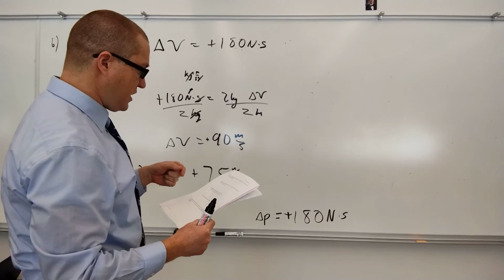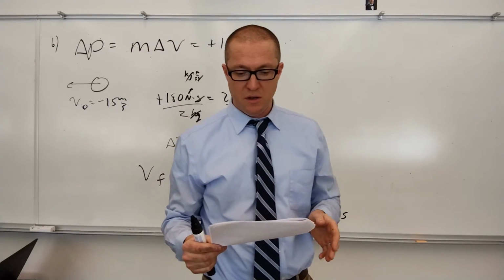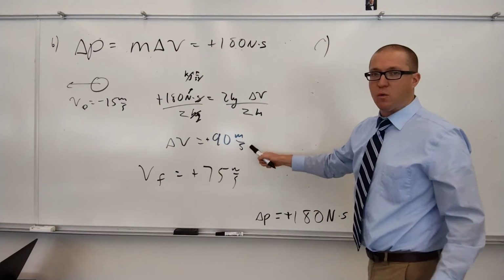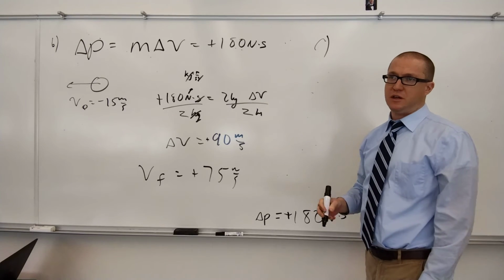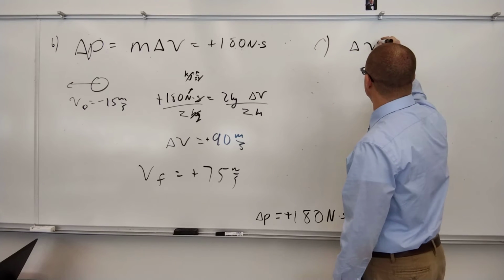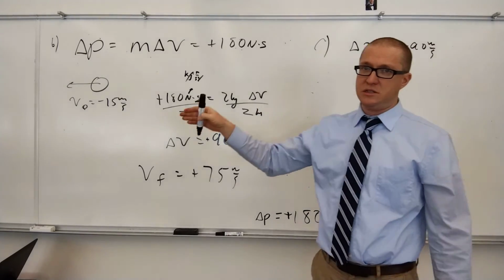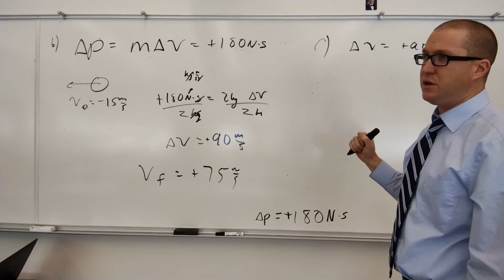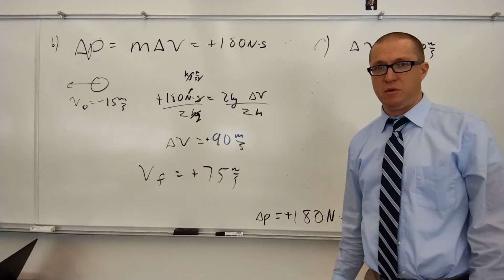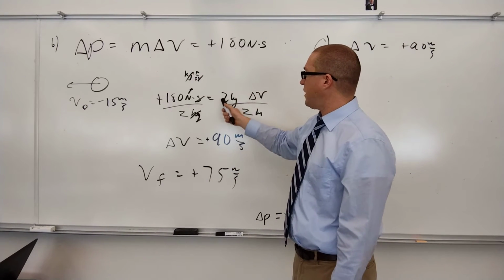For part C now, determine the final speed of the object if its mass is 2 kilograms and it's moving to the right with a speed of 15 meters per second. So the nice thing is, I already know that no matter what, no matter how it starts, if this force acts for that amount of time, its change in velocity has to be positive 90 meters per second.